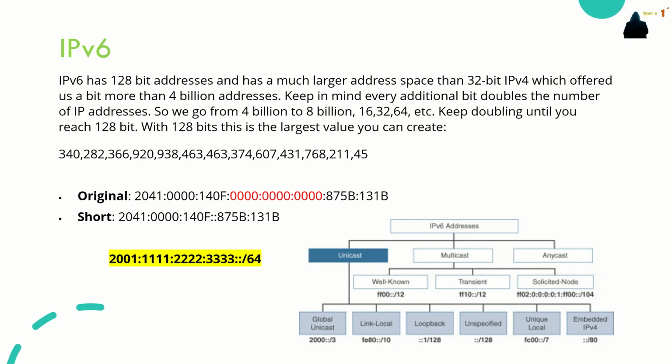In other words, IPv6 is a new generation IP address that is mainly developed to overcome IPv4's existing limitations. As you know, IPv4 was limited. Another thing that is important in CCNA is that we can shorten IPv6 addresses.